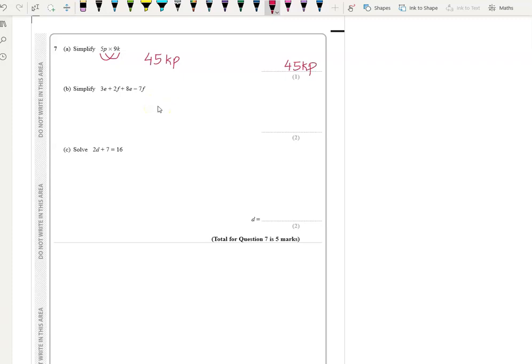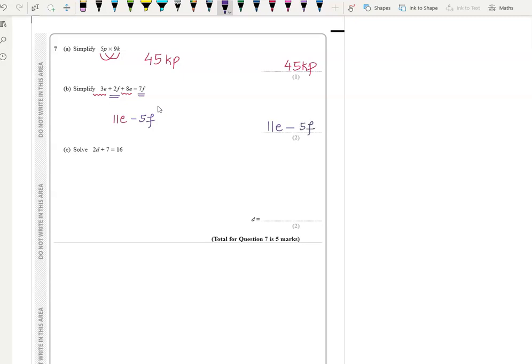7b, simplify. So you combine the like terms. 3e plus 8e gives you 11e. Then 2f minus 7f. 2 minus 7 is minus 5f. So your final answer is 11e minus 5f.